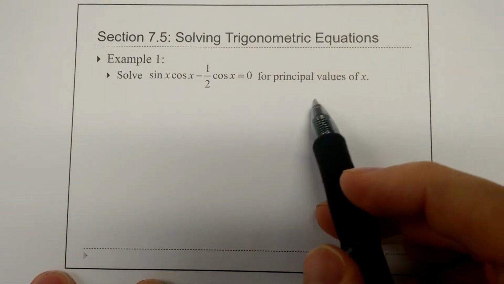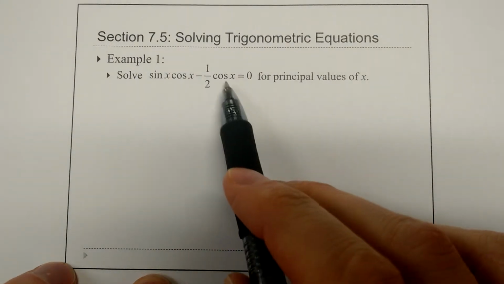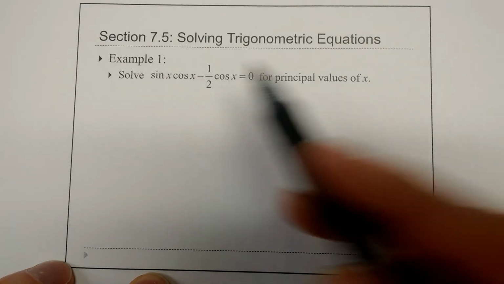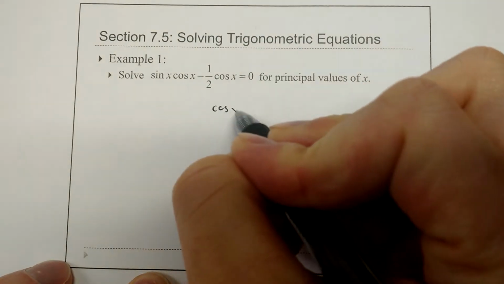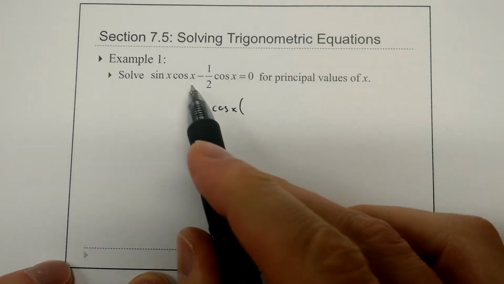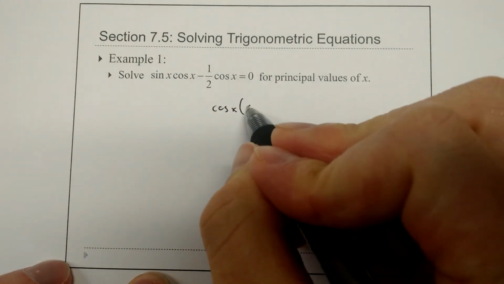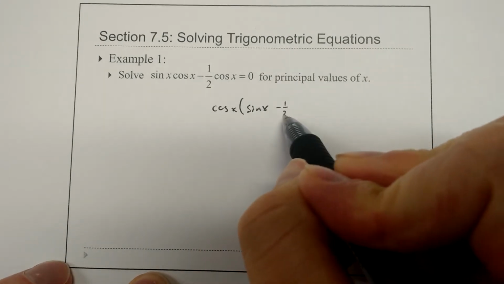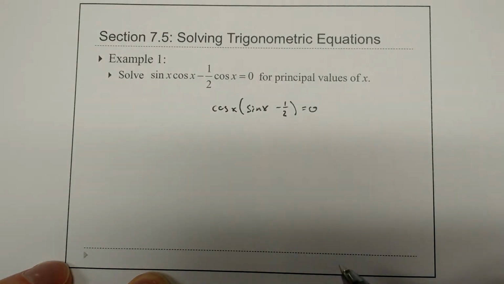So what you're looking for first, since you have more than one trig function, you need to try to factor. You need something that's common in both terms. In this case, it's the cosine. So we're going to factor the cosine out. Out of the first term, if you remove the cosine, you're left with the sine. Out of the second term, you're left with the negative half. That's going to equal 0.